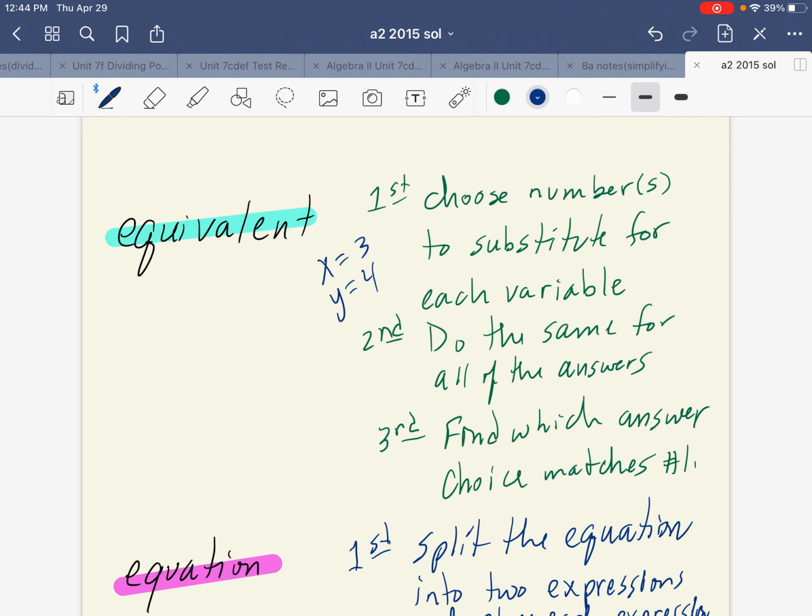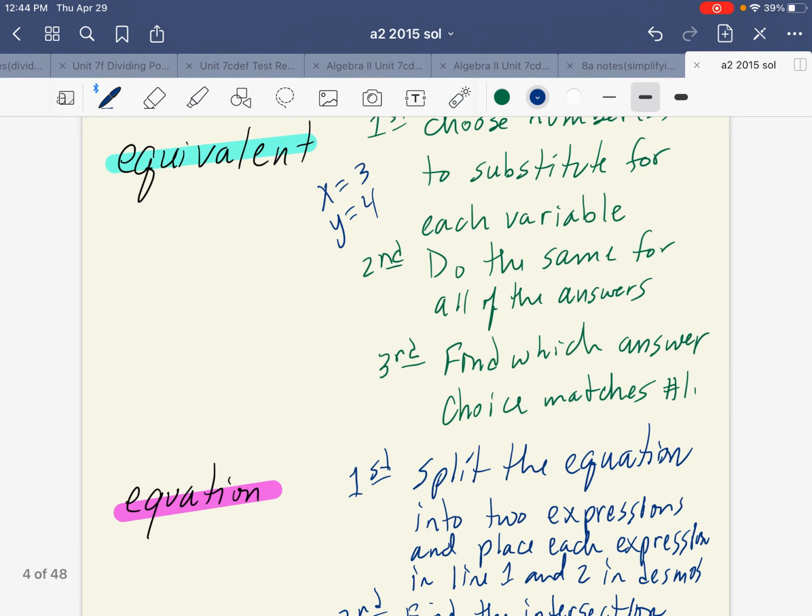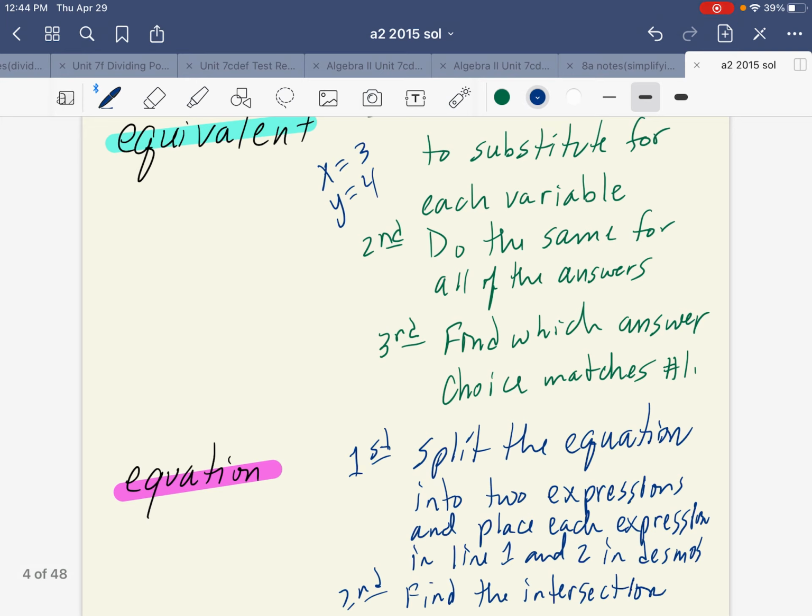So 3 and 4, do the same for all the answers. Substitute those numbers in for those variables, and you're going to see that the number you get for the expression is the exact same number as one of the answers, and there's your answer. It's a good way to check your work.